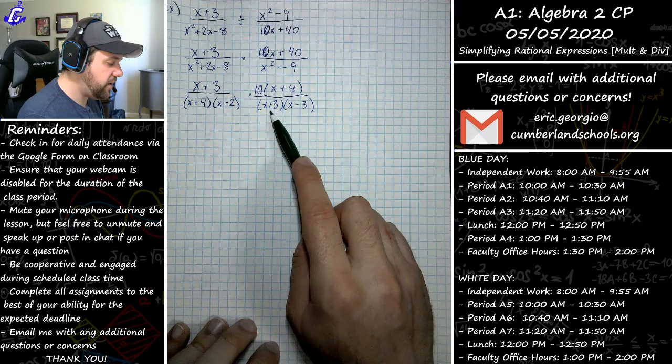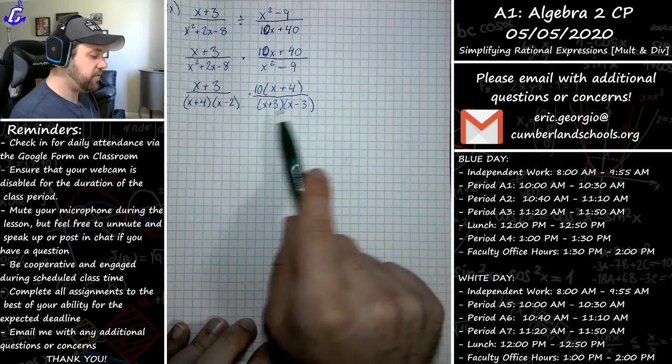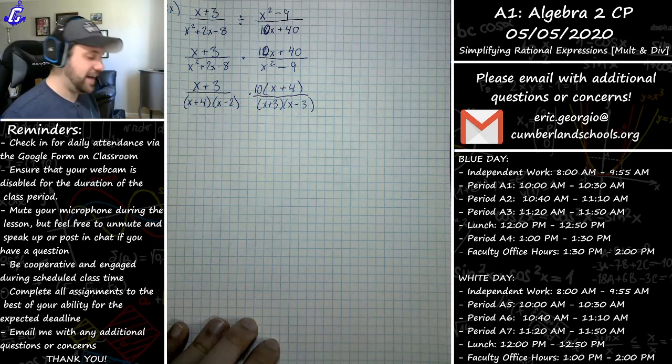In the denominator here, I have a difference of two squares. We talked about that before. We now have x plus 3, x minus 3. That's how you split up x squared minus 9.